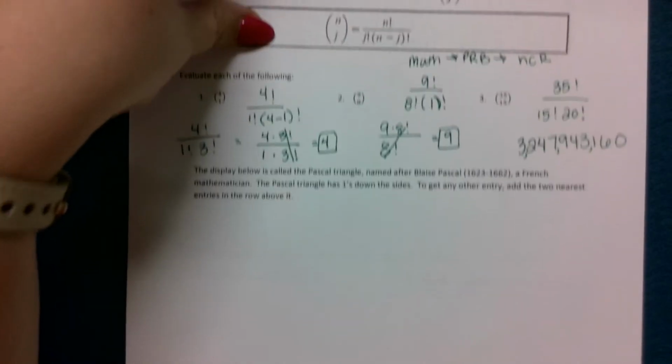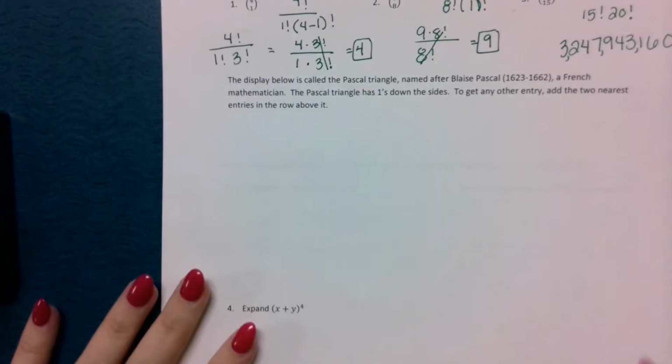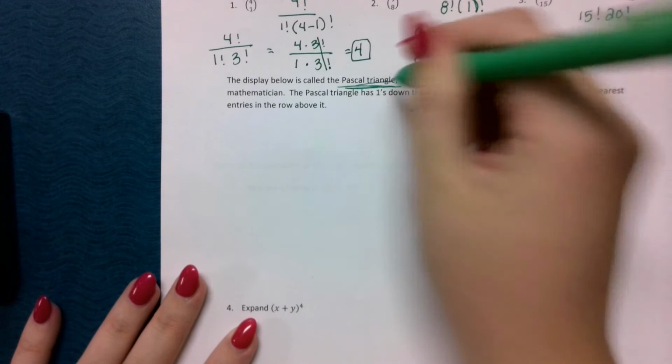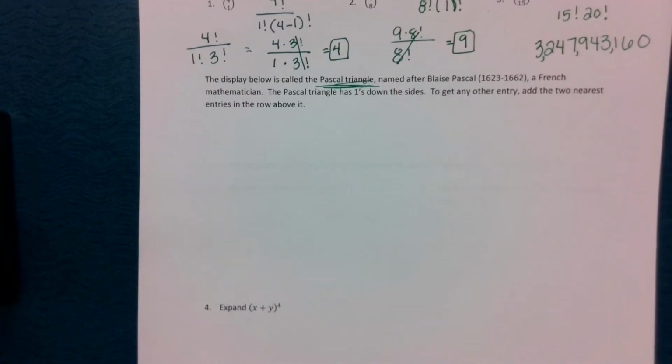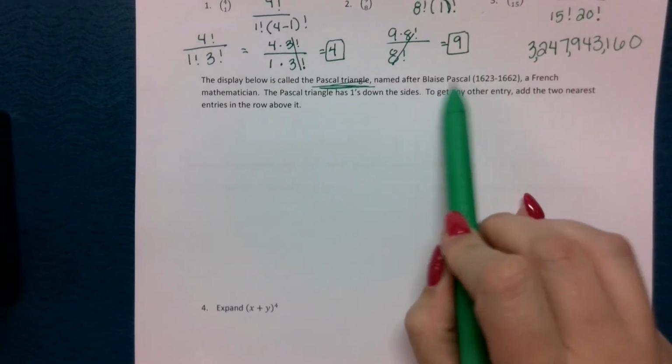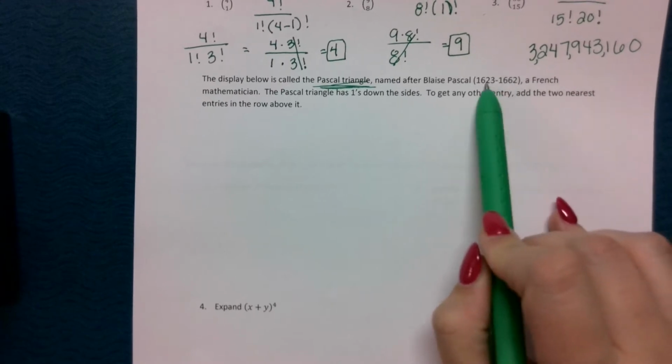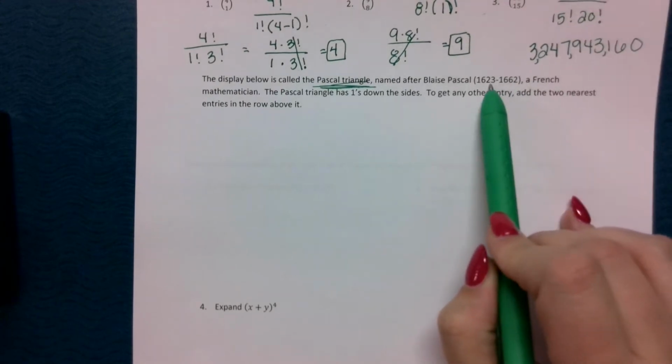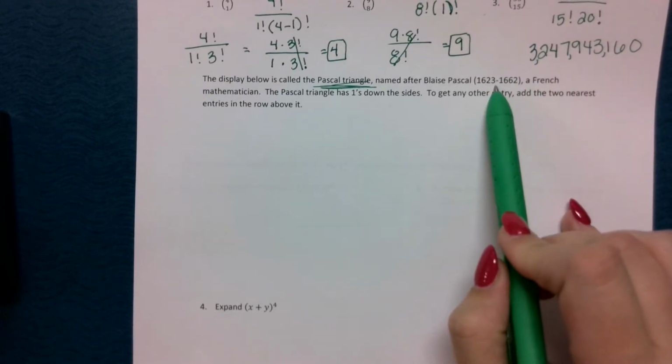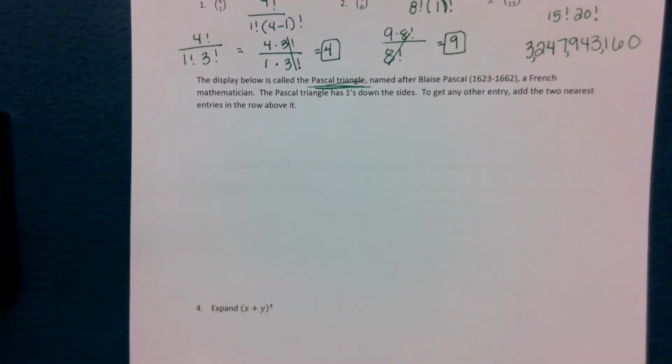The next thing we're going to talk about is what's called Pascal's triangle. Pascal's triangle was named after Pascal, who lived back in the 1600s. It looks like he didn't live very long, maybe 40 years or so. He was a French mathematician, and he came up with a lot of mathematics that we use today.